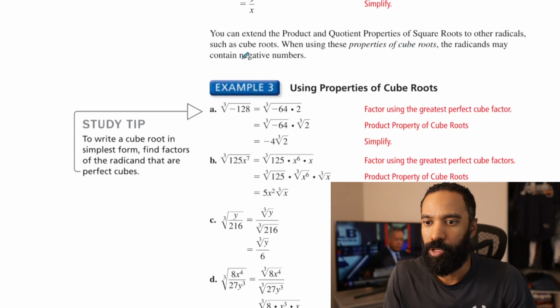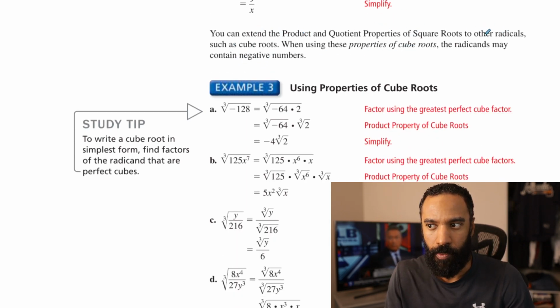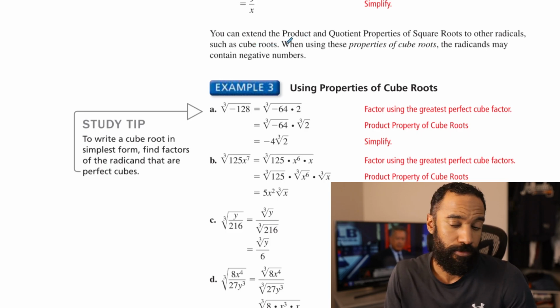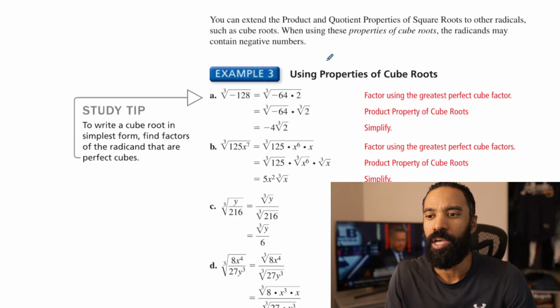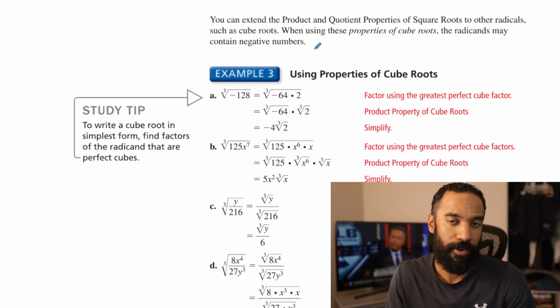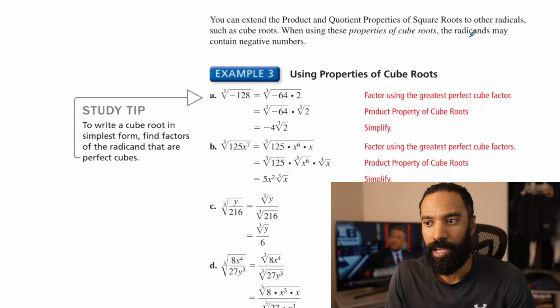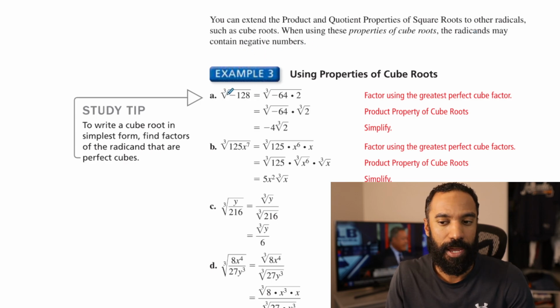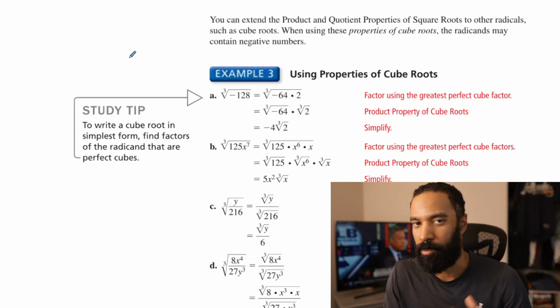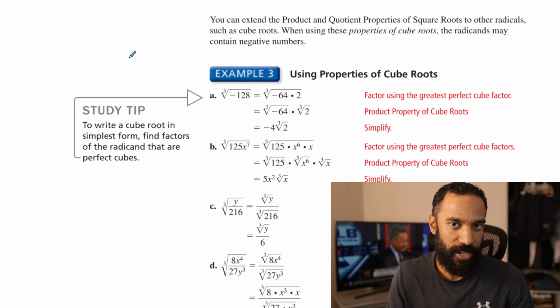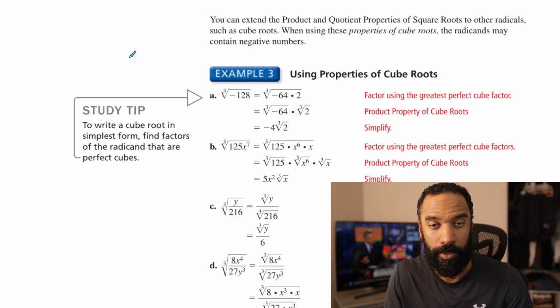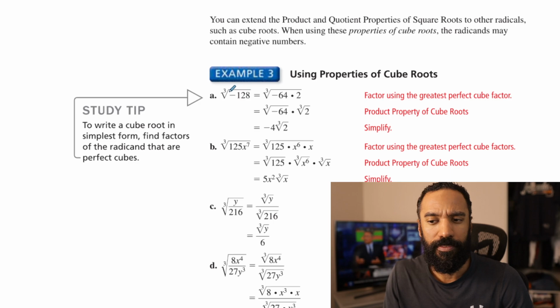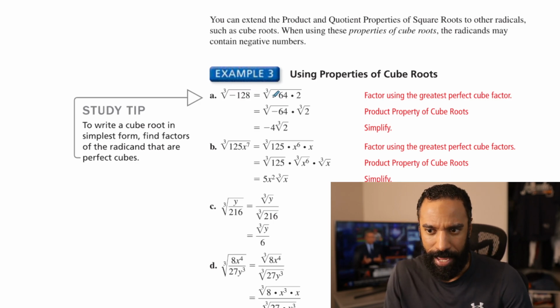Okay, you can extend this to other radicals such as cube roots or fourth roots or whatever. It doesn't have to just be square roots, but you do need to find perfect cubes now, not perfect squares. And they do mention that cube roots can have negative numbers because when you cube a negative number, it becomes negative, so you can take the cube root of a negative, whereas you cannot take the square root of a negative. So the cube root of negative 128 is totally cool. You're going to get a negative value out.